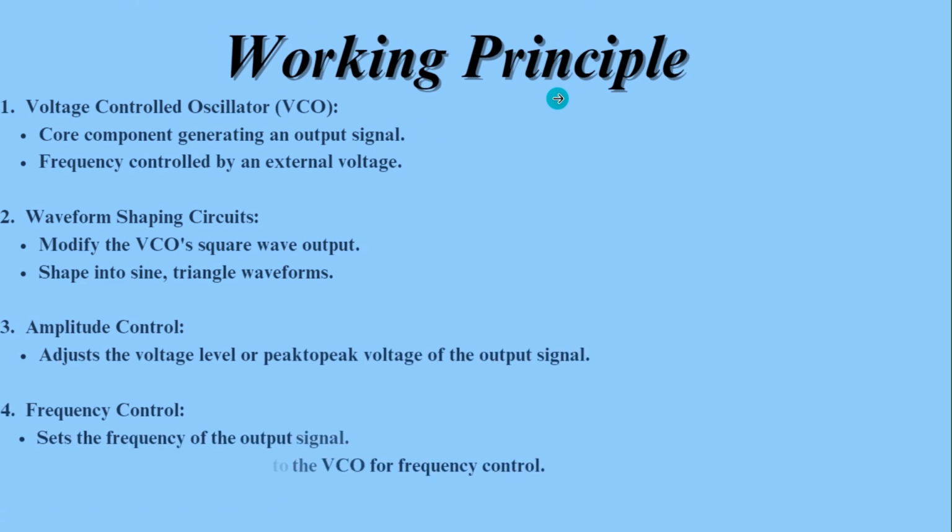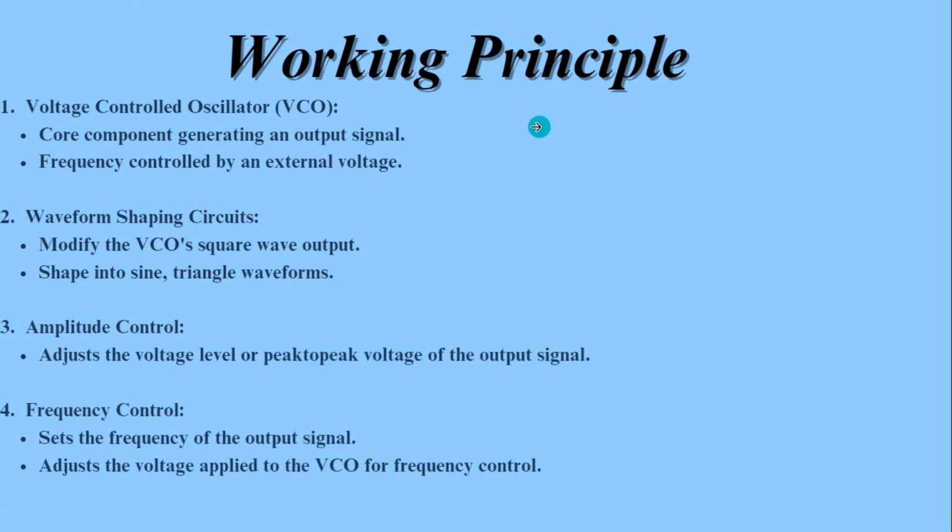Next is the working principle of a function generator. The function generator has seven main components. First is the voltage control oscillator, which is also known as VCO. It is a core component in generating an output signal. Its frequency is controlled by an external voltage. Next, we have waveform shaping circuits. It modifies the VCO square wave output and shapes it into sinusoidal and triangular waveforms. We don't need this block if we want a square waveform as an output.